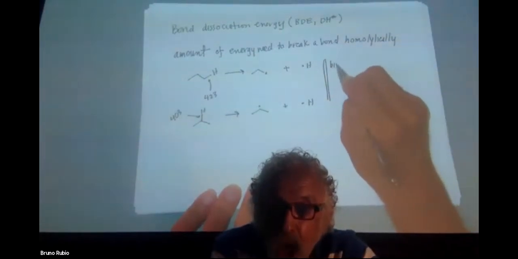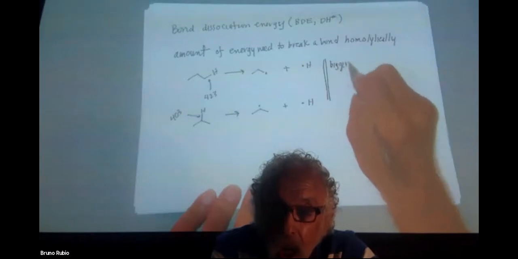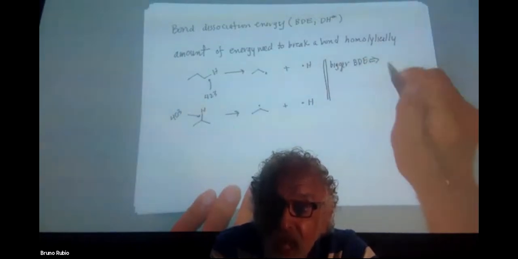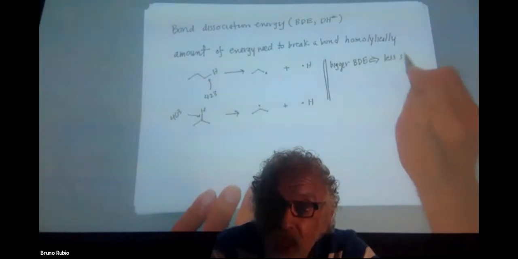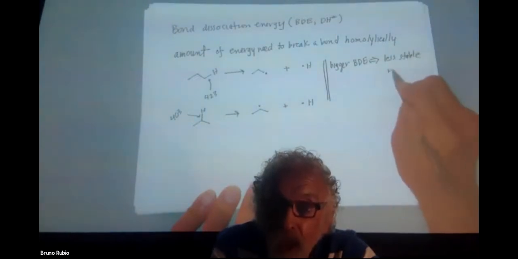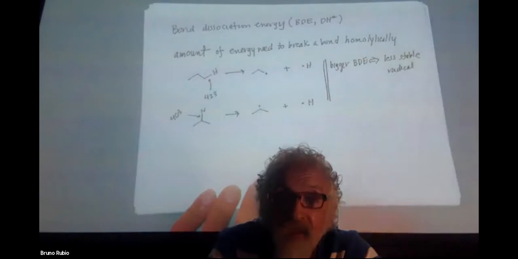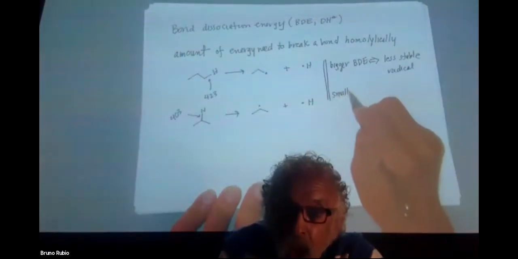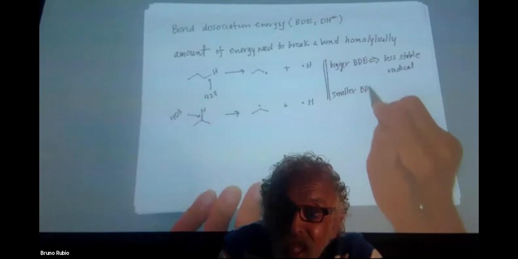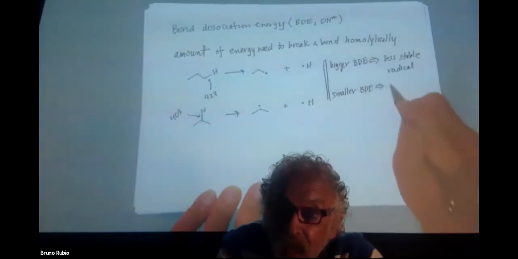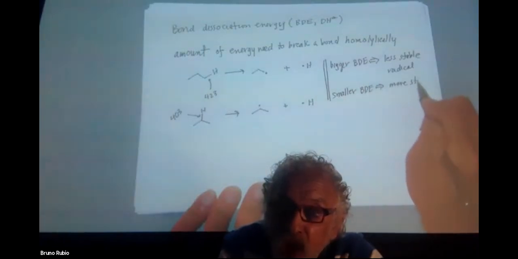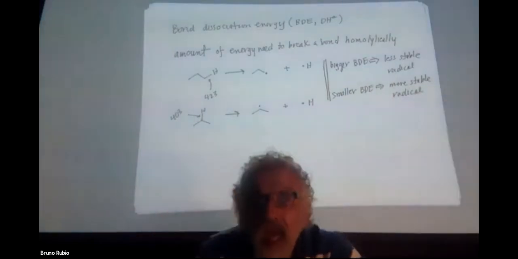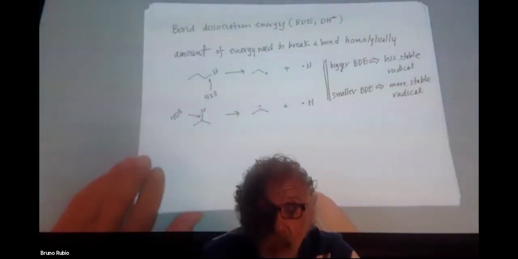A bigger BDE, that means a less stable radical. Doesn't want to form. That's why you need so much energy. A smaller BDE, that means a more stable radical. It forms more readily.